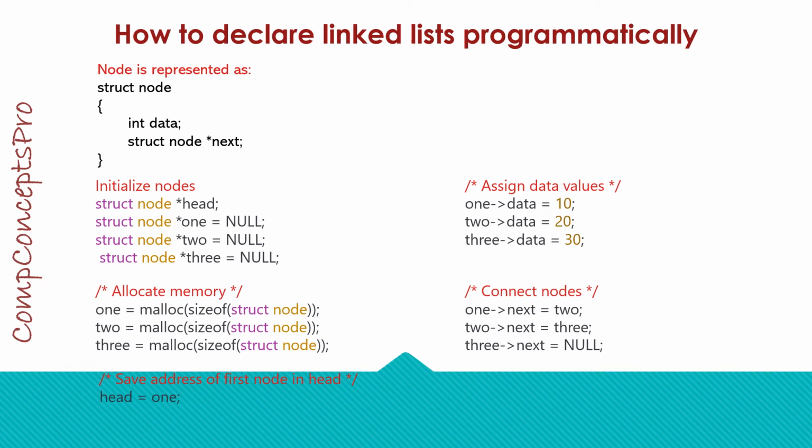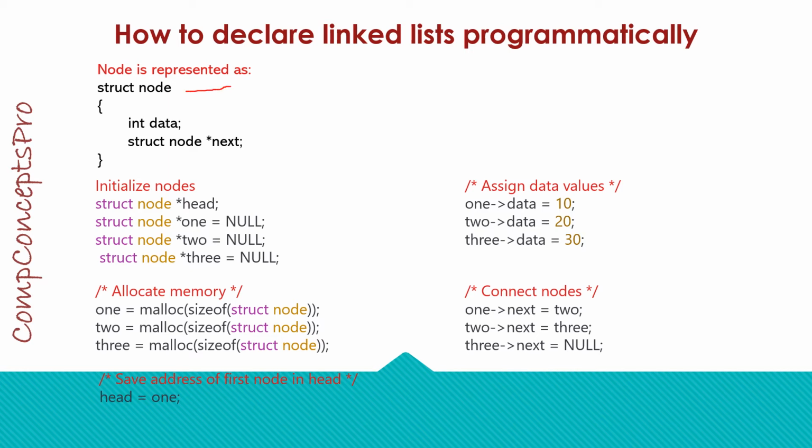Now how can we achieve this structure programmatically? In C++ language, to define a complete linked list, we have to first declare individual nodes and then connect those nodes through the next pointers. So a single node is declared like this.